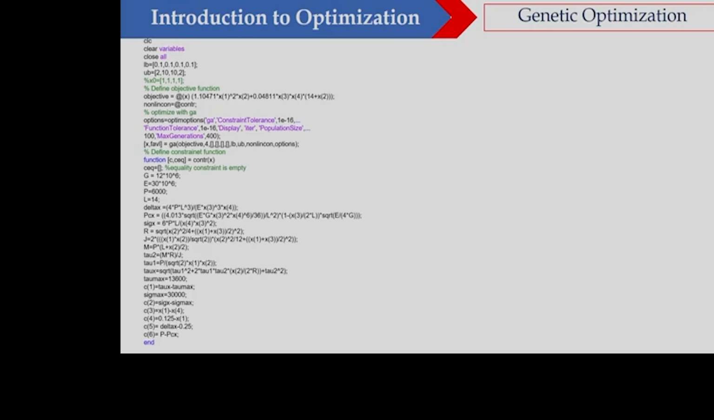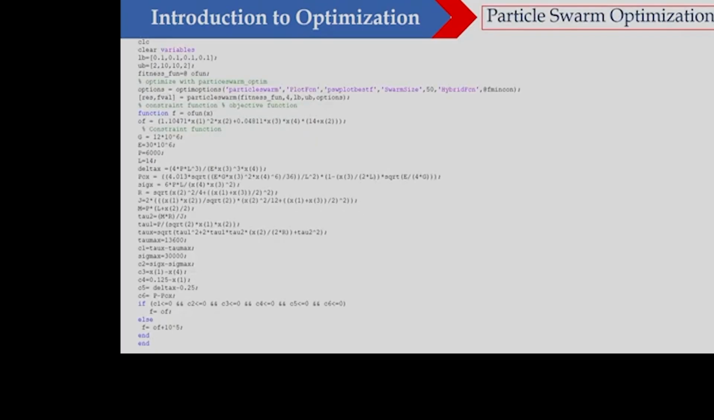Then I have solved this particular problem using ZA. This is the ZA function, and then this is solved using PSO, particle swarm optimization. This part is the same, only thing is that I have defined this value somewhere here.